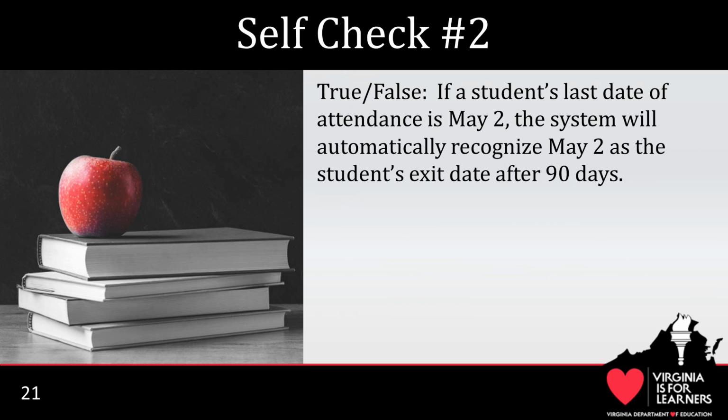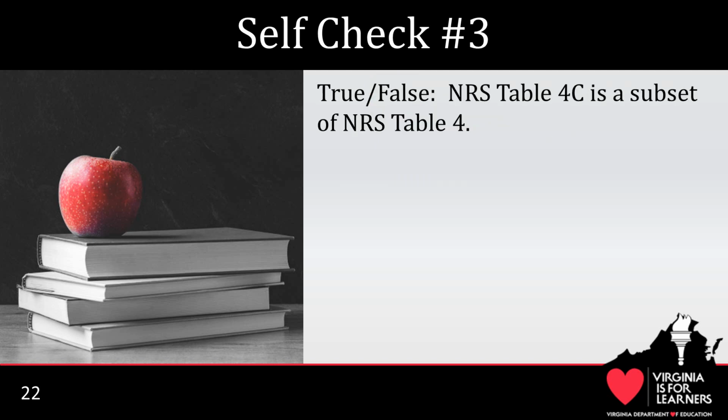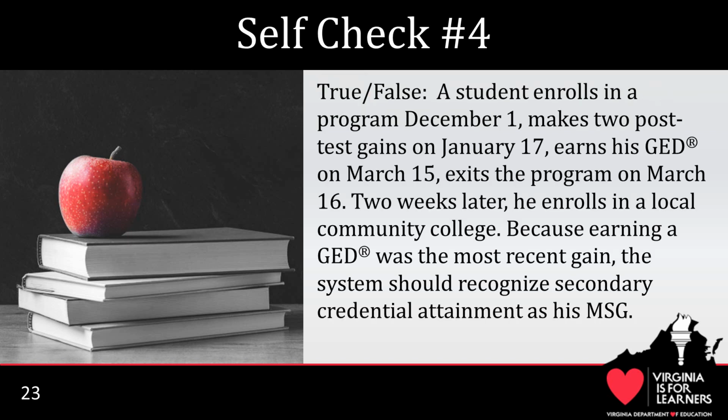True or false? If a student's last date of attendance is May 2nd, the system will automatically recognize May 2nd as the student's exit date after 90 days of inactivity. The answer is false. True or false? NRS Table 4C is a subset of NRS Table 4. The answer is true.